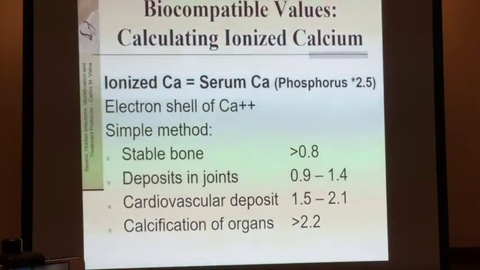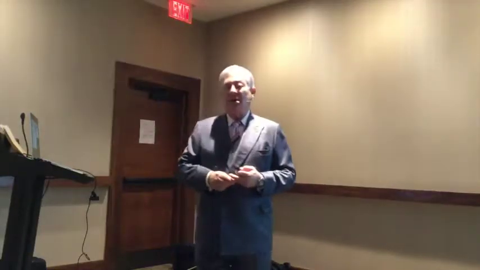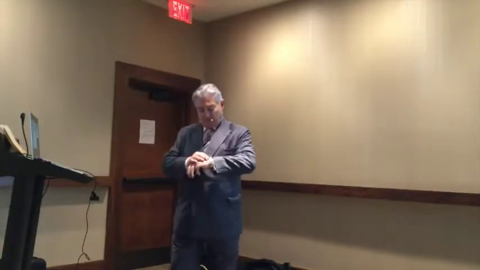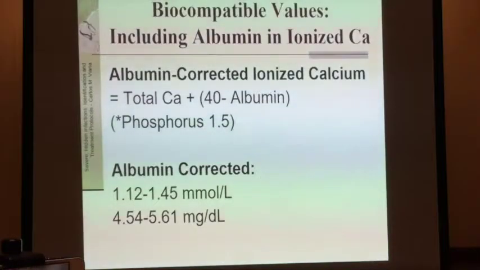If the result is more than 2.2, we see organ calcification. As the calcification takes place in the organ, it doesn't allow oxygenation to take place, and we're setting up a classic Warburg effect where we're now at risk of cancer. So this is the more complicated one. If you'd like to use it, I'd be more than happy to send you the formula. I can also send you an Excel sheet that already has it in, so all you have to do is plug in the numbers and it'll give you the results immediately.